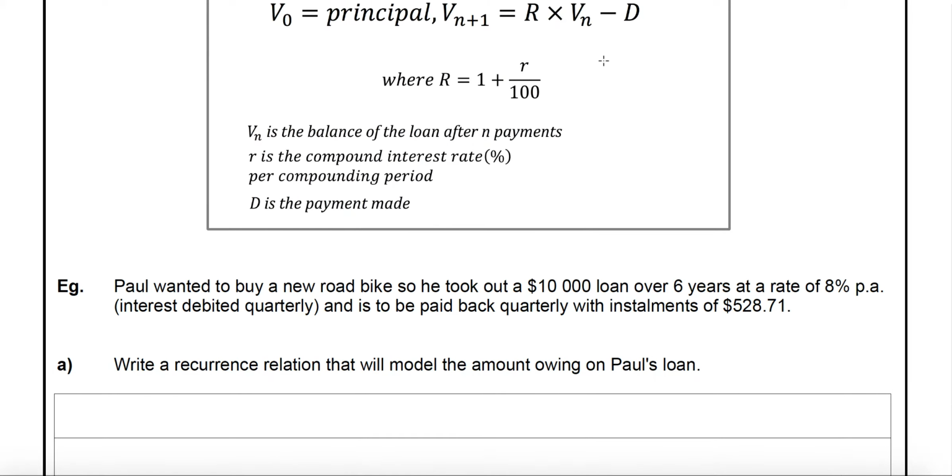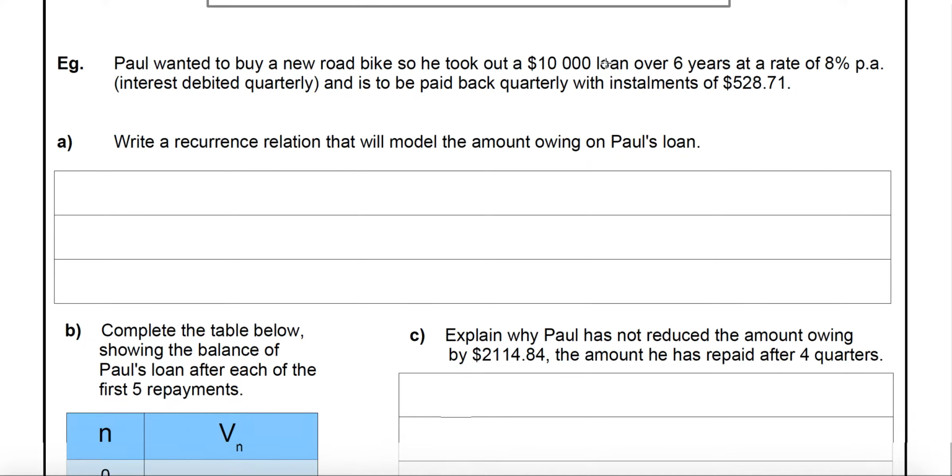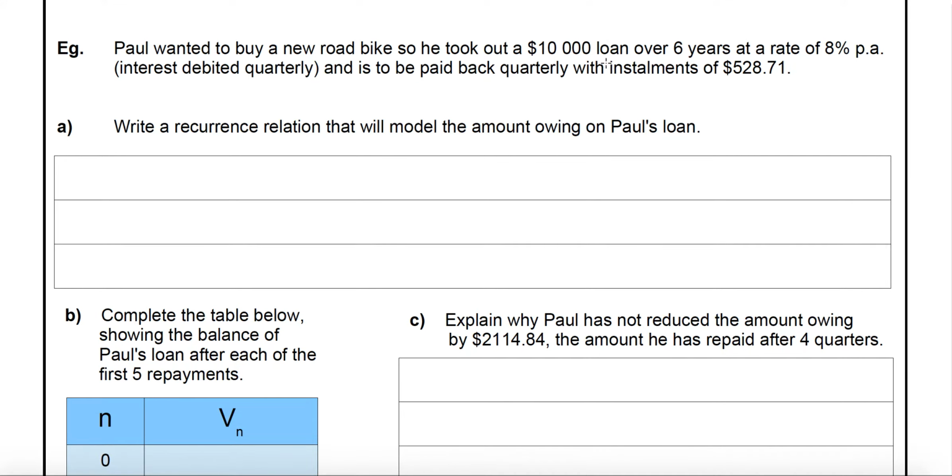Let's have a look at an example that's going to use this first one here. So we've got Paul, and he's buying a bike. And as you can see, it's a $10,000 loan. There's V0. It's over 6 years, and here's our rate, 8% per annum. Now, what's important here is it says interest is debited quarterly. So that's the same as saying that it's compounding quarterly. Just another way of stating it. And he's going to pay it back quarterly as well.